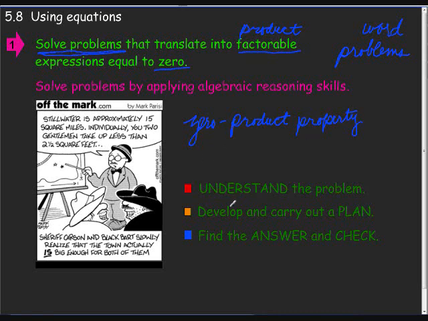So let's go ahead and do it. We know the 3 steps. First of all, understand what the problem is. That takes a reading usually and a second reading. Develop and carry out a plan. This usually involves setting up some equations or a single equation. Then you find the answer. And don't forget this. Does it make sense? Always ask yourself that question.